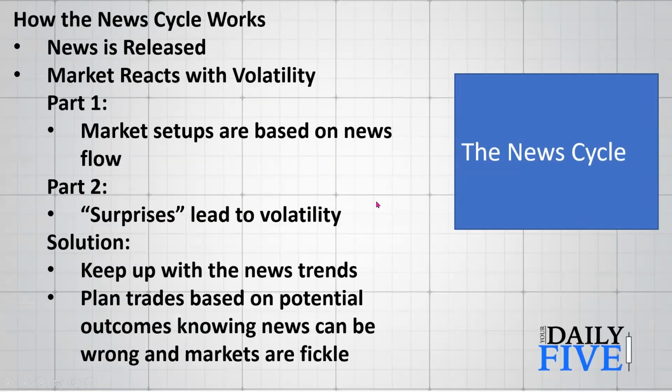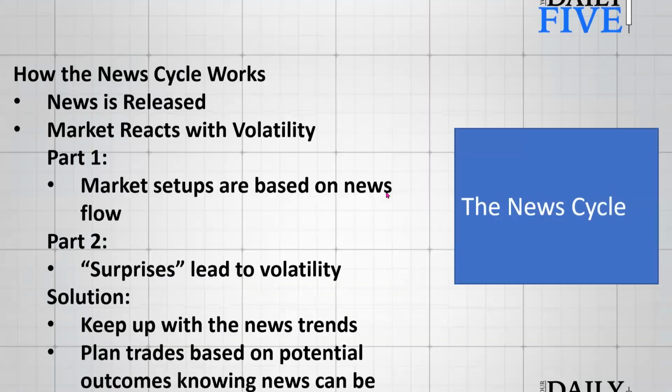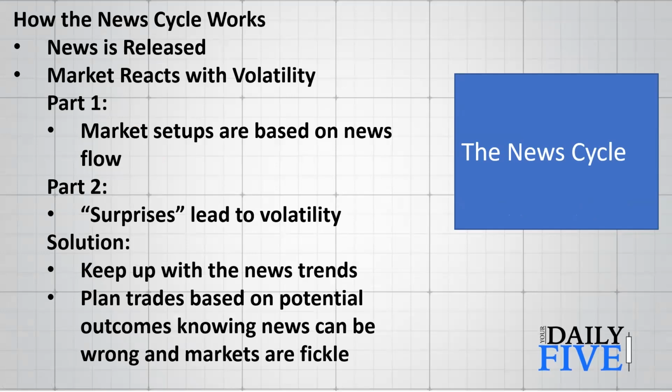So how the news cycle works is our first topic here. The news is what sets everything up. The news cycle is what sets what the market's going to do. The market reacts with volatility when news is released. And of course, before that, you have a prelude, which is that the market setups are based on the news flow that happens before any event. And when the market gets surprised, there's volatility in prices.